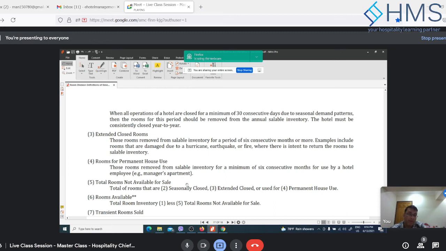Let's say there is an earthquake and the rooms are damaged, right? And you need to renovate the rooms. Let's say at that point of time, you estimate that the renovation will complete in 3 months, correct? So it means they will not fall into the extended closed rooms definition, because it is lower than 6 months. So technically, they should be part of your available inventory, right?